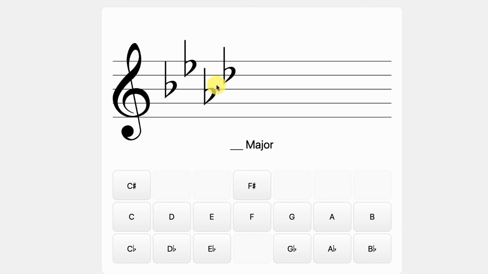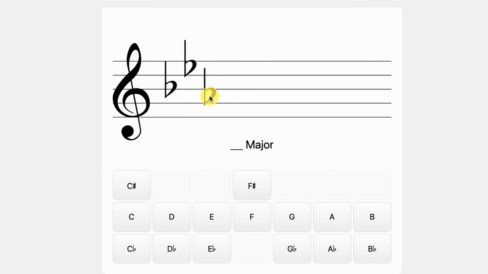So this is 4 flats. 1, 2, 3, 4. The third is A flat. Don't click on A, you need to click on A flat. This one you have to remember. Okay? This is F major. This one you just have to remember. F major.